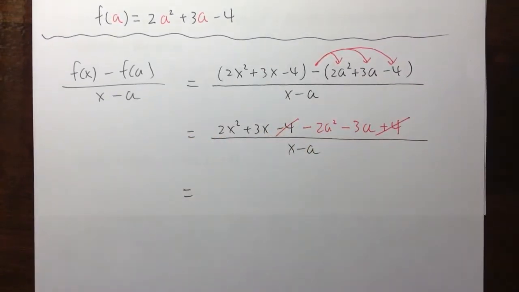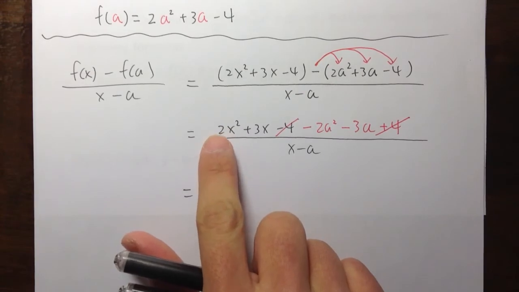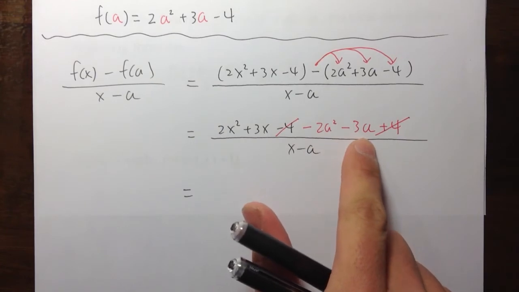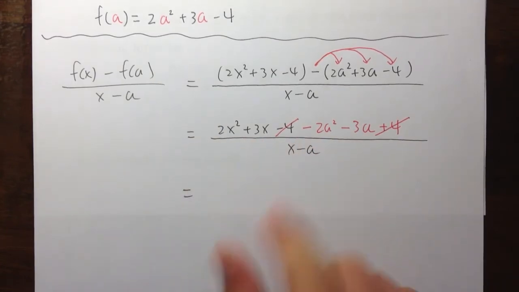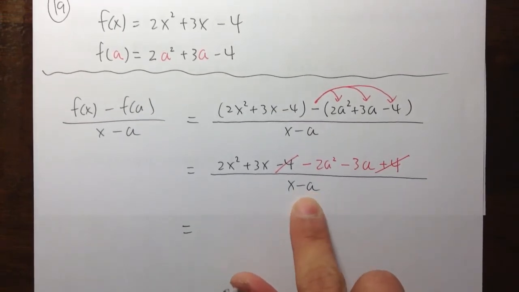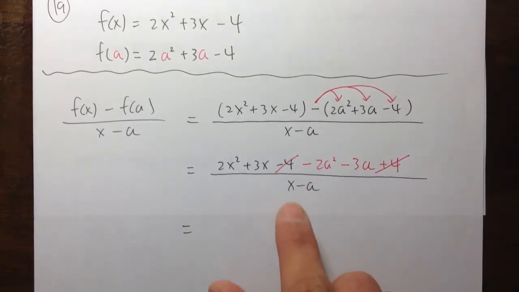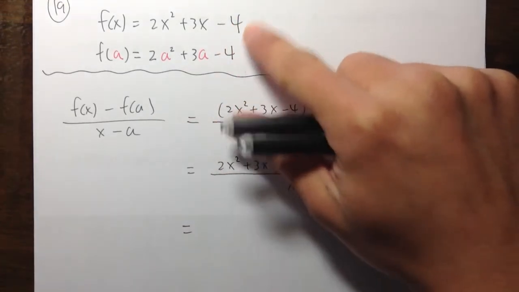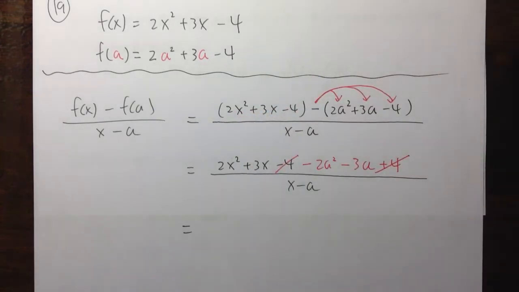Now, it is not that clear how we should proceed. On the top, I have 2x squared plus 3x minus 2a squared minus 3a, everything divided by x minus a. So is that it or not? Well, for this kind of question, your goal is to simplify it so that you can cancel the denominator. This will always work. The denominator will always be cancelled if you are dealing with polynomial functions. So let me take a look.